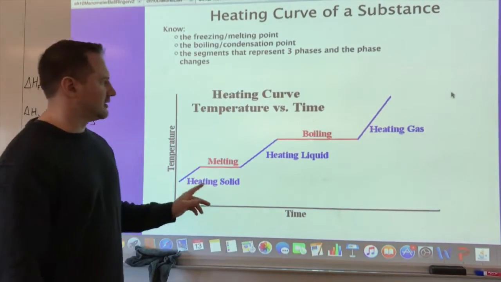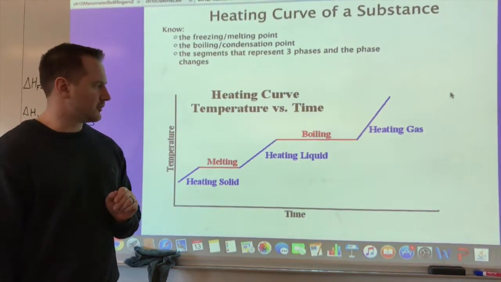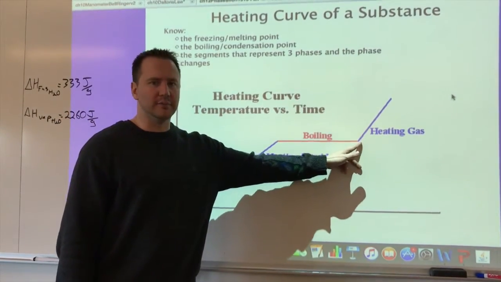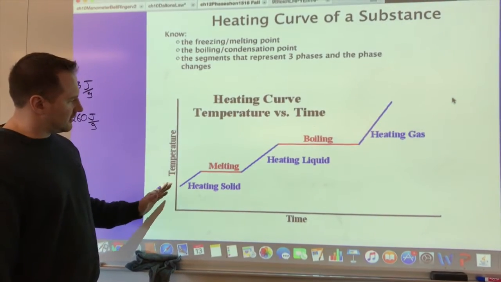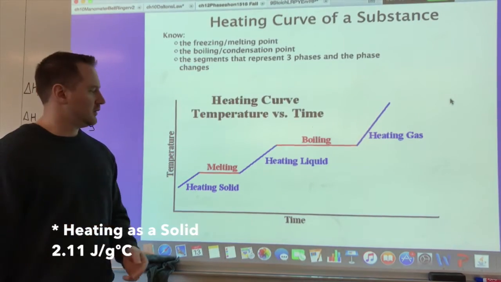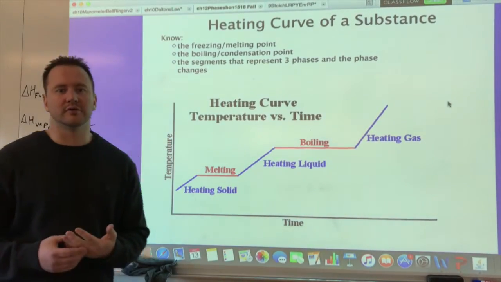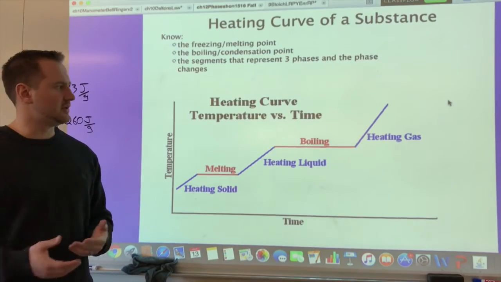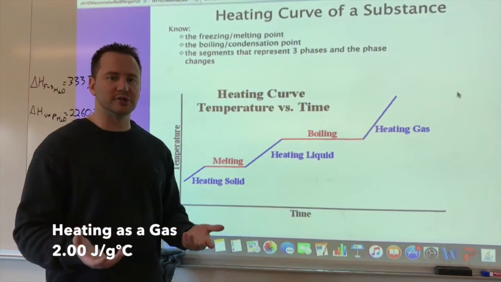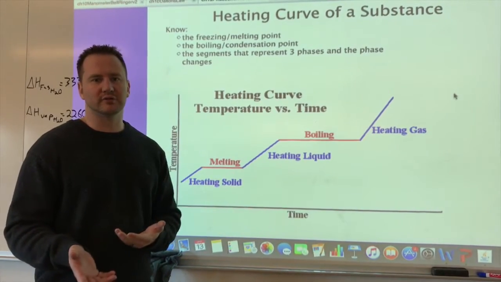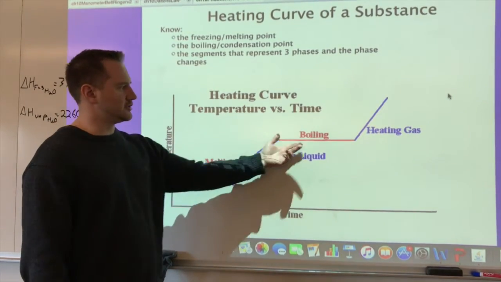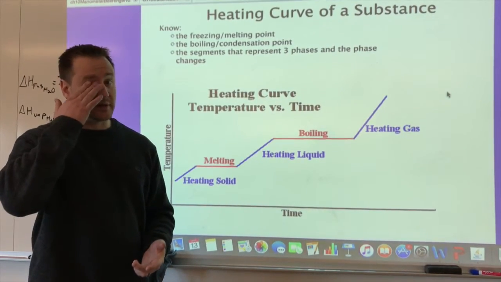Now, you might notice that each of these lines has a different slope. You also might notice that melting a material requires less energy than boiling it. Heating a solid only requires 2.18 joules per gram for water. Heating it as a liquid requires 4.184 joules to heat a gram. Then again, it requires a lower number as a gas. So it requires more energy to heat up a gram of water by 1 degree Celsius as a liquid than as a solid. You also should notice from this that it takes more energy to boil a liquid than it does to melt a solid.